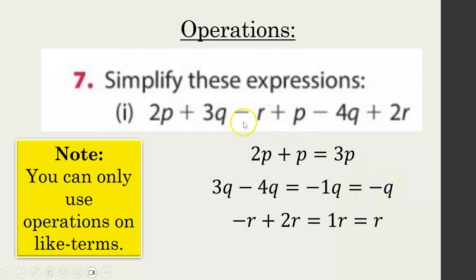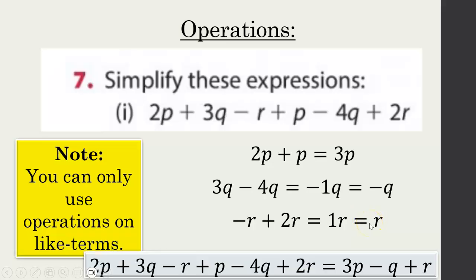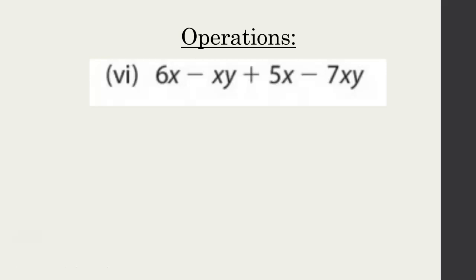Then I look at the r's. Minus r plus 2r. Well, that's going to be 1r, but again, we don't write 1r, we just write r. So my final answer, if I simplify this, so simplify just means make it smaller, well, I get 3p minus q plus r. I can't do anything else to this. I can't add a p to a q. I can't add a q to an r. That's as small as it'll get. Here's another one.